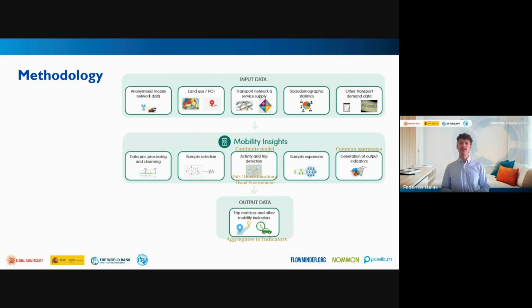Nomon's mobility insight solution was used to generate the origin destination matrices. This figure shows a high-level view of the mobility insight solution. The main data sources for this project were mobile phone data from Claro and land use maps and socio-demographic data from IBGE. Then, data pre-processing, cleansing, and quality checks started once the anonymous data was received from Claro.